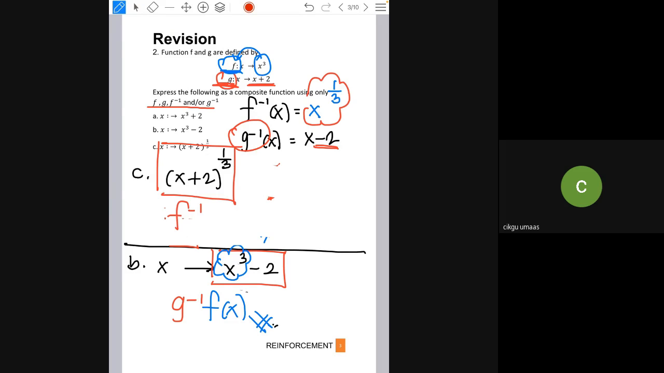Next step, you saw there is an x plus 2. X plus 2 is something that comes when it's a G. So this is how I got my answer.